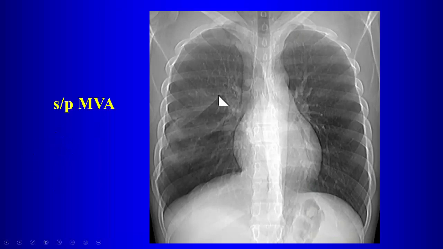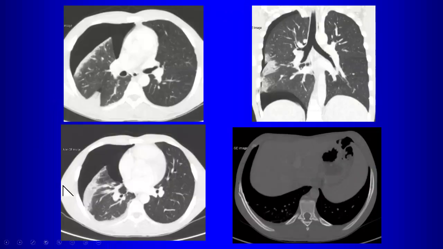Patient had a motor vehicle accident, we see some funny looking opacity there on the chest. Here on the CT, we have a pneumothorax. So what is this stuff?